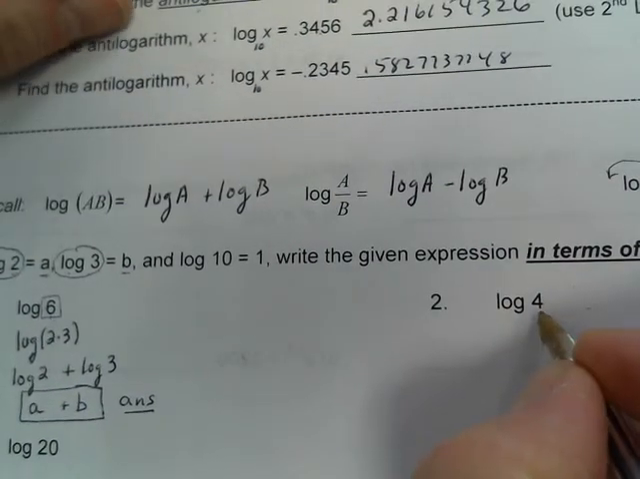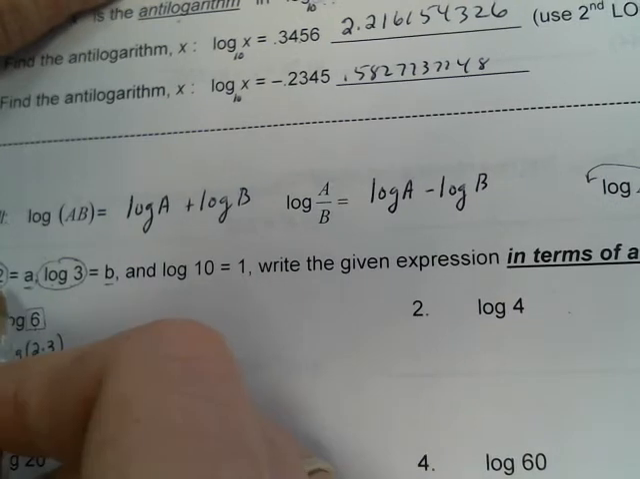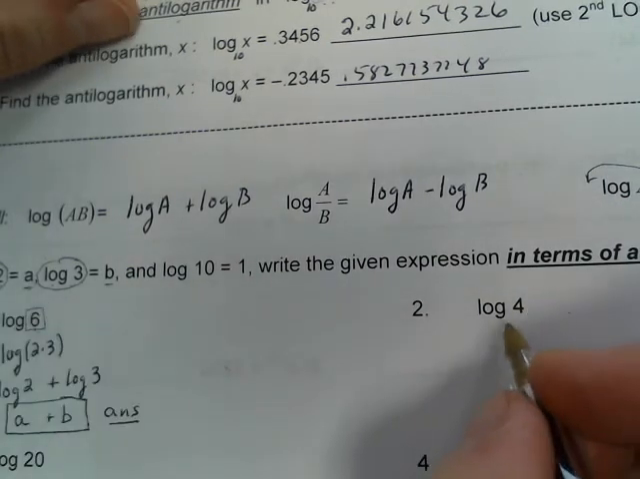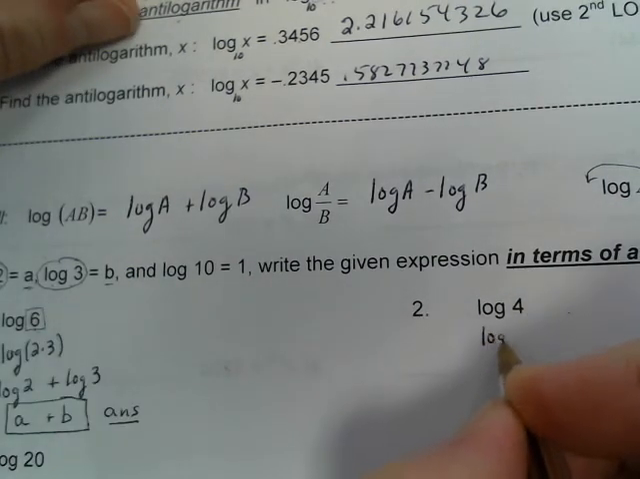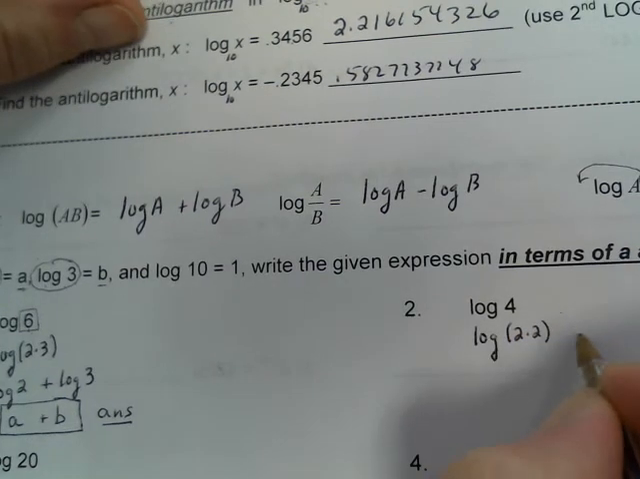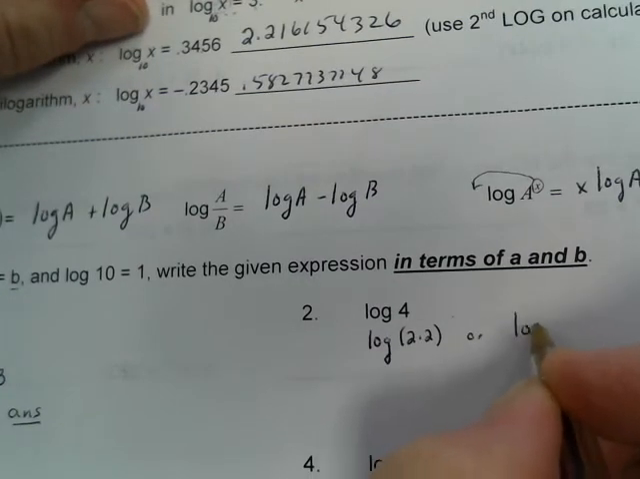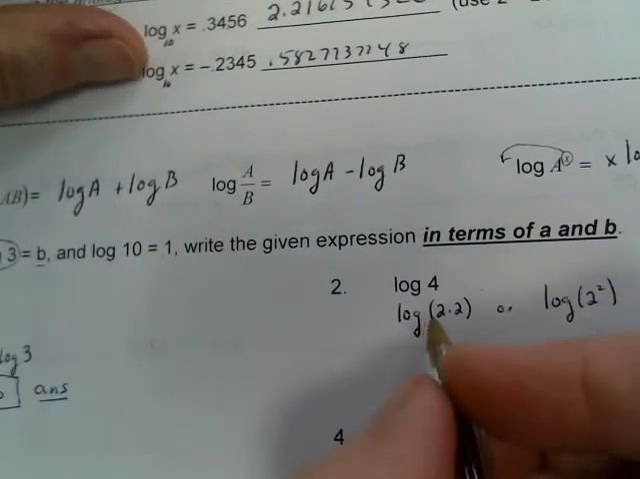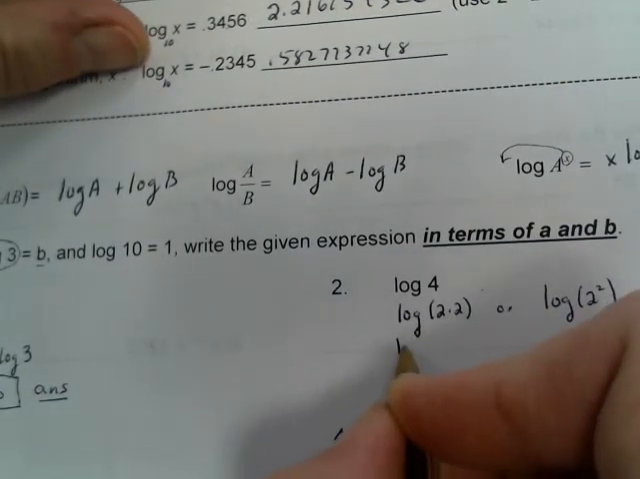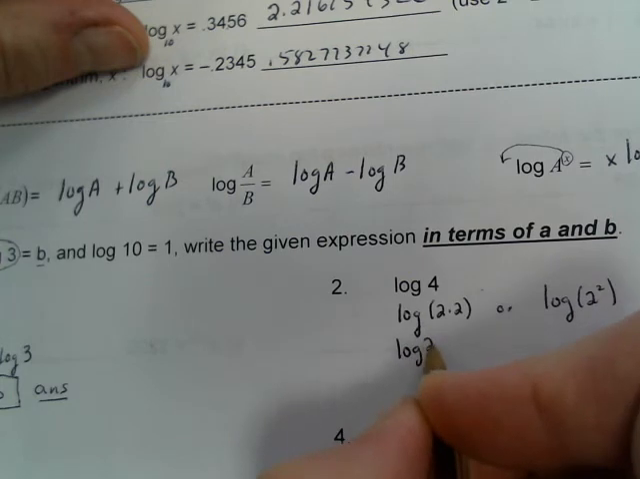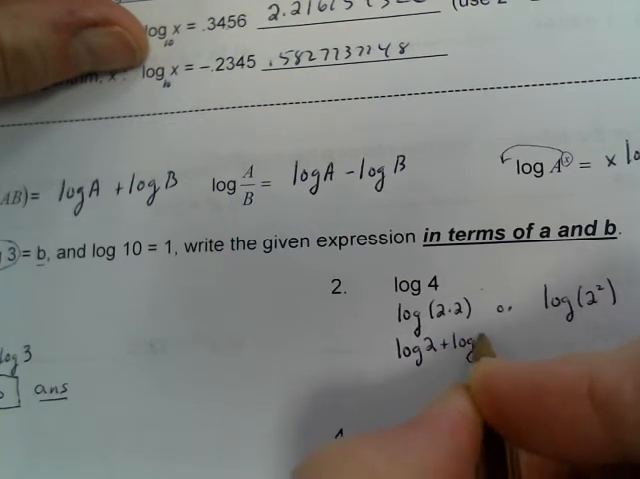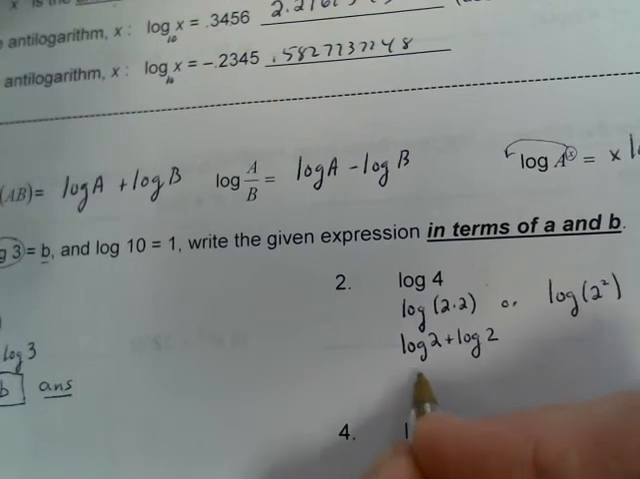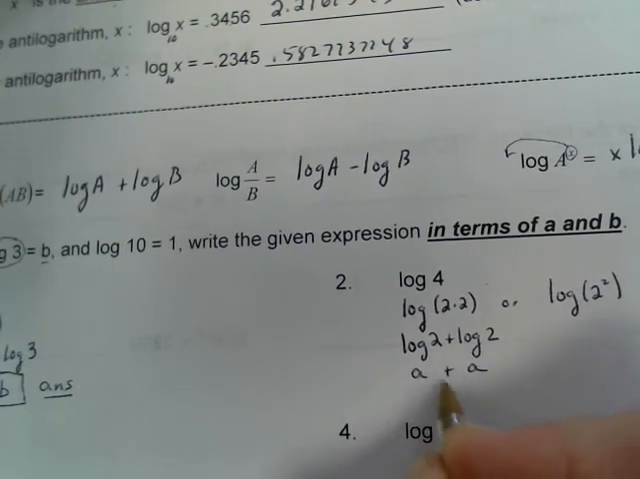Number 2, our argument is 4. Well, how can we create 4's out of 2's or 3's? Well, there are a couple ways. We're going to rewrite the word log, and 4 can either be written as 2 times 2, or you can rewrite 4 as 2 to the 2nd power. Either one, you're going to get the same answer in the end. So we're going to use the product rule that says log of 2 times 2 is the log of 2 plus the log of 2. The log of 2 is equal to A, the log of 2 is equal to A, and A plus A is 2A, and that's the end of the problem.